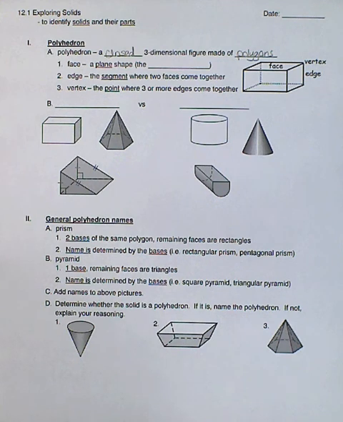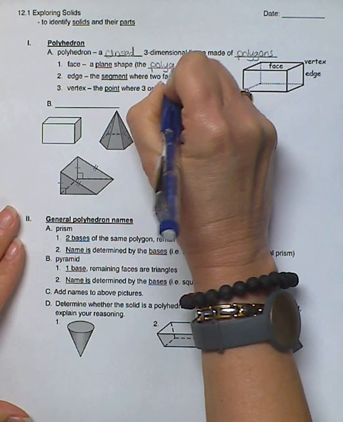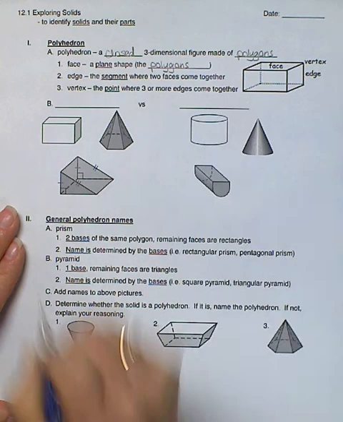The parts of a polyhedron are the face, edge, and vertex. The faces are the plane shapes. What I mean by that is any flat surface is going to be your face. In the case of a polyhedron, your flat surface must be a polygon. So the polygons themselves are the faces.